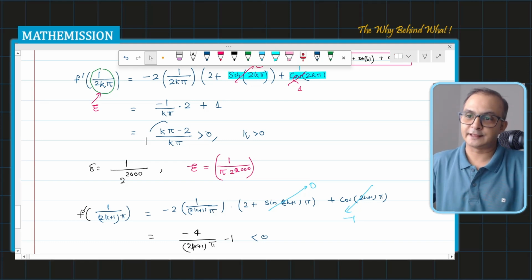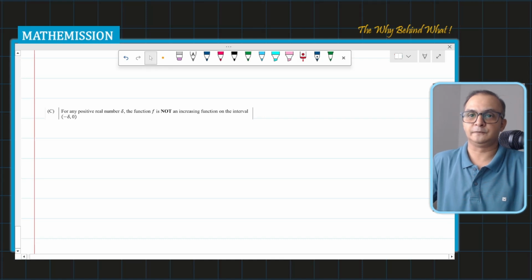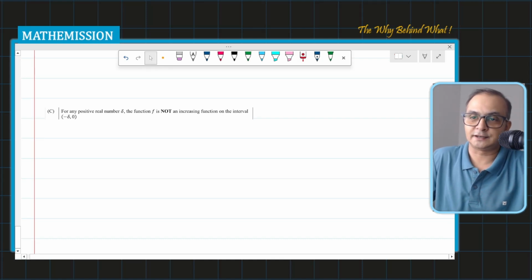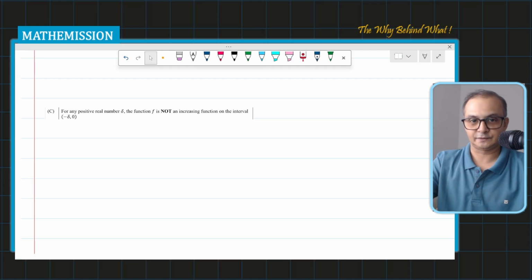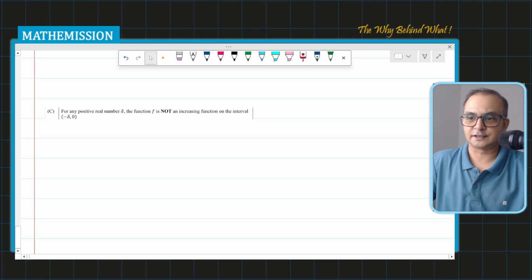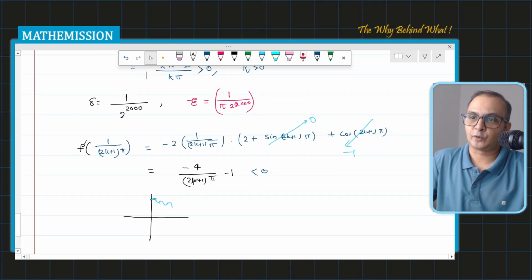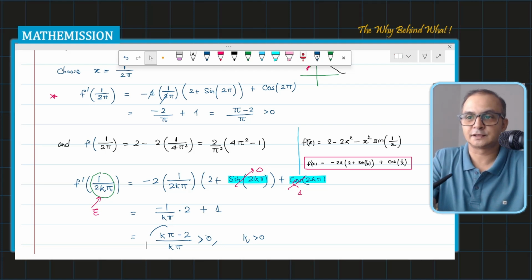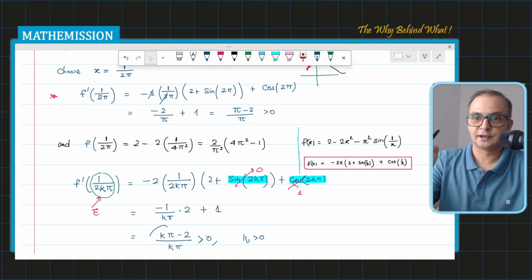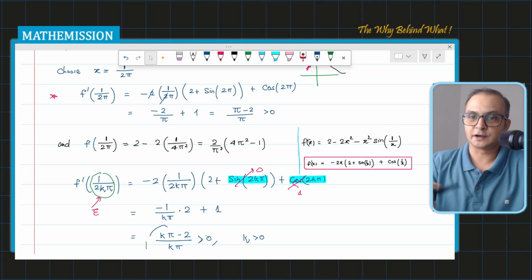So it is saying that in this third option, for any positive real number delta, the function is not an increasing function on the interval. It is true actually, because it's increasing and decreasing also sometimes. So option C is correct. Alright, now my point is, by just taking very simple examples, it is a clear proof that the function is exhibiting oscillation. In the form of slope, we understood everything.